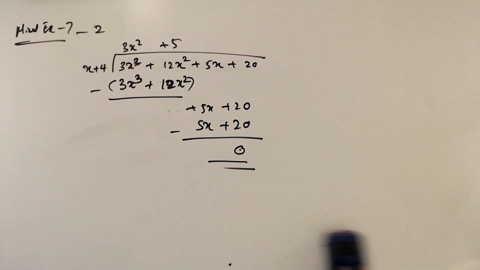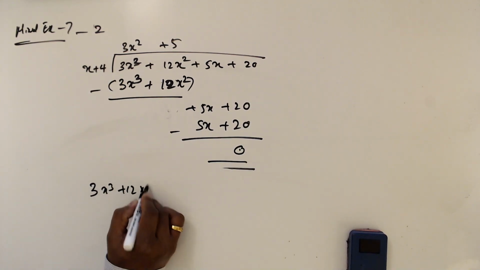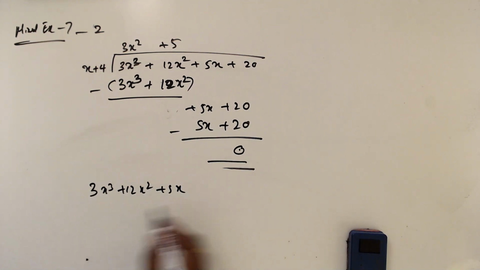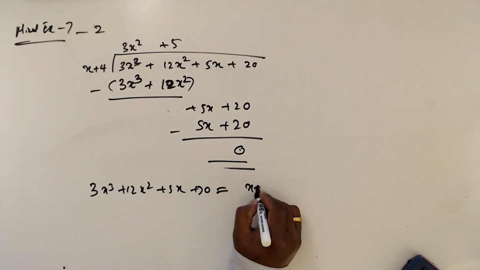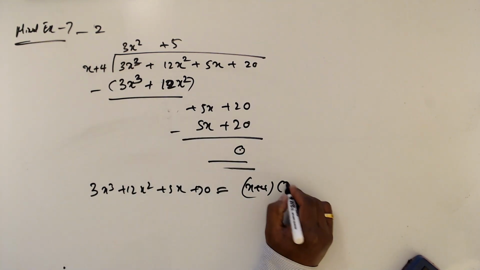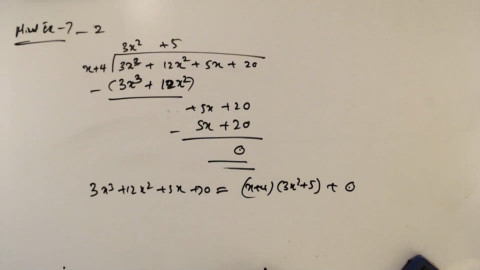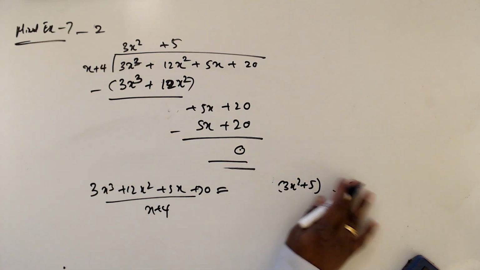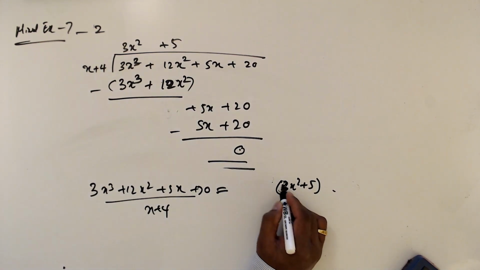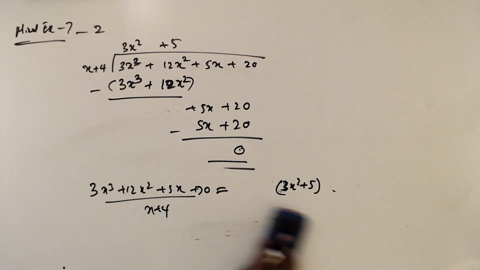So you can write the answer: 3x cubed plus 12x squared plus 5x plus 20, with divisor x plus 4 and quotient 3x squared plus 5, and no remainder. If you want, you can bring this one down and keep this answer as well. That is also fine. Right? 10 divided by 2 is 5. Same as this.